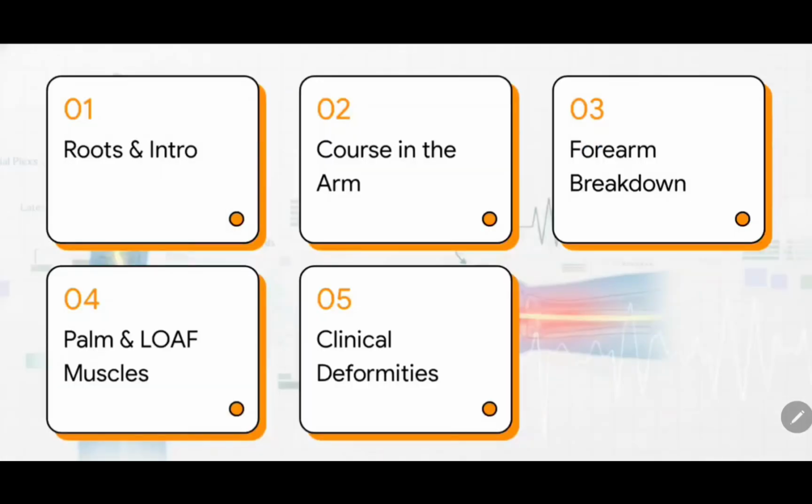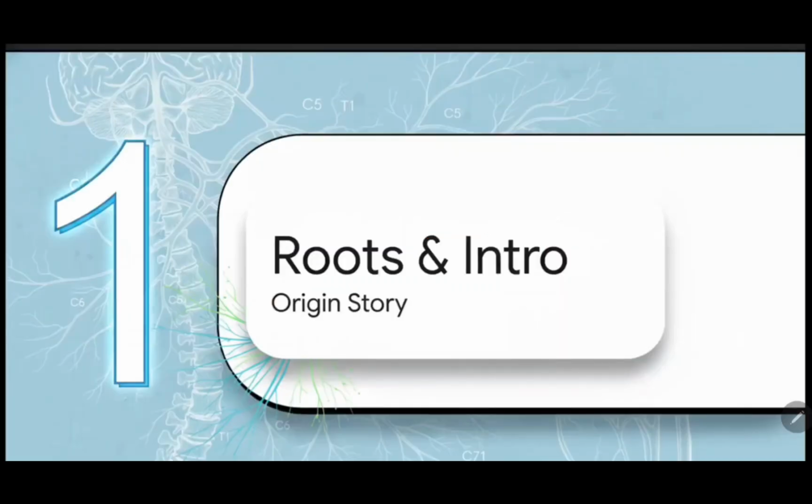आज हम cover करेंगे this exact roadmap. Roots and intro, its course in the arm, the forearm breakdown, palm and LOAF muscles, and finally, the clinical deformities. Okay, Section 1, Roots and Introduction. Let's dive right into the origin story of our nerve.